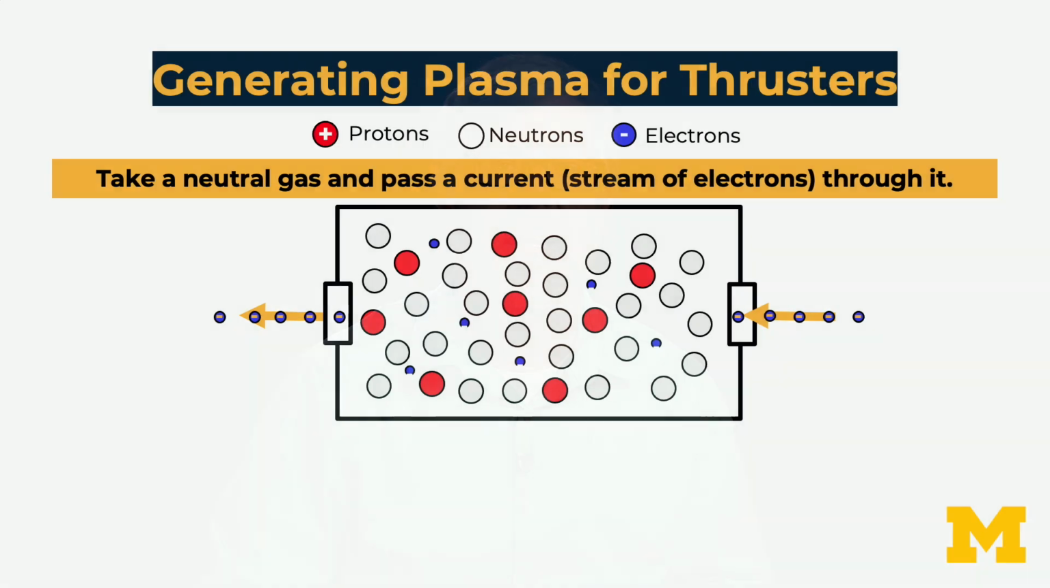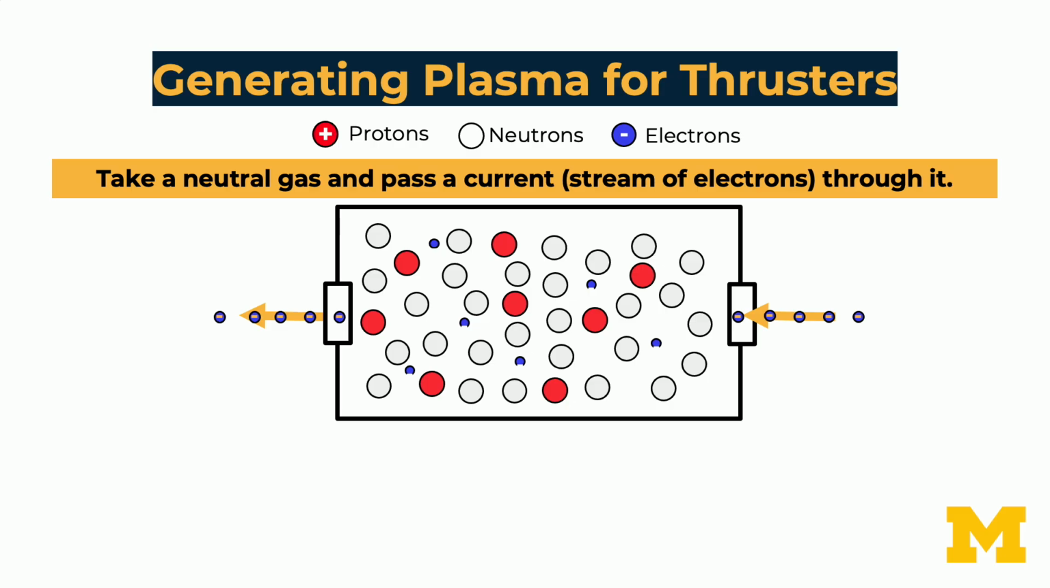Well, we could generate a stream of very, very fast moving particles. And that's what we're going to talk about today. We're going to use physics to create a plasma thruster. So recall what a plasma is. A plasma is a mixture of ions and neutrals.